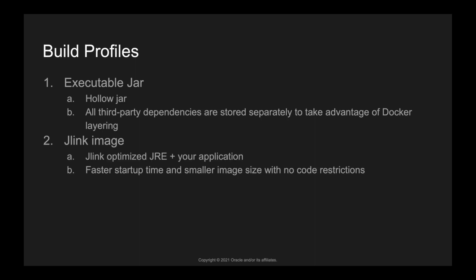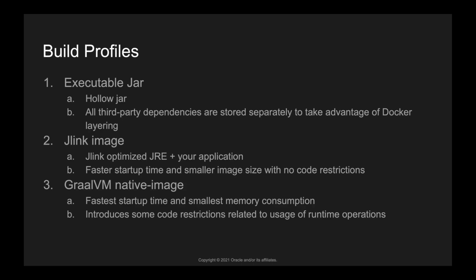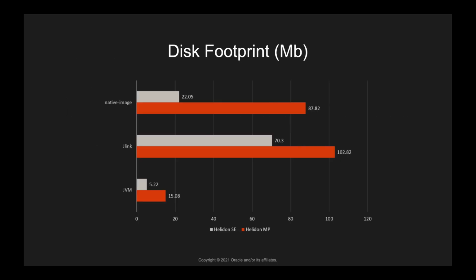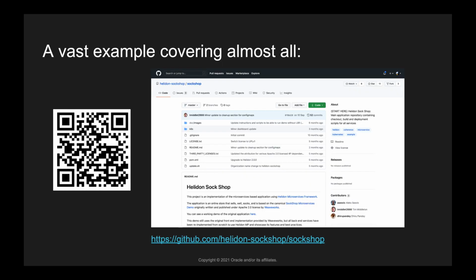JLink image, so optimized JRE, no code restrictions, and since we are more than Java, we take advantage of it. And of course, GraalVM native image, which is the smallest and the fastest option, but with some limitations, although we are proud to have these limitations really small. As I said, the footprint is really small.